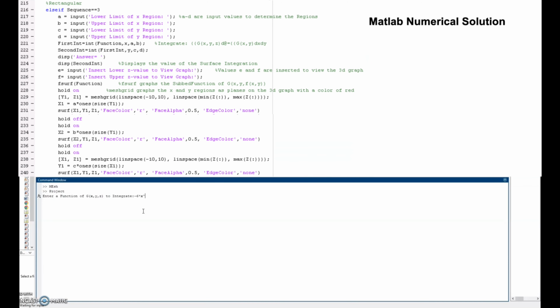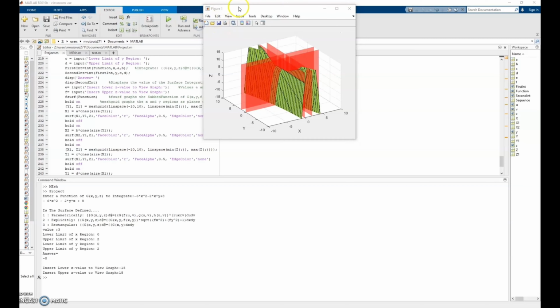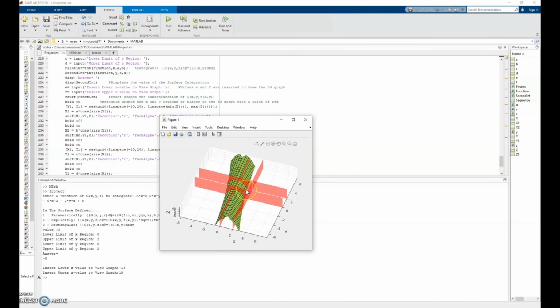Using Matlab to solve our problem, we input the function of negative 6x squared minus 2xy plus 8. We finally select the rectangular section of the script. The prompt directs us to input the region. We enter 0, 2, and 0, 2. We get displayed with the answer of 8. A graph pops up with the function of f in color green and the region of which it is bounded by in red.